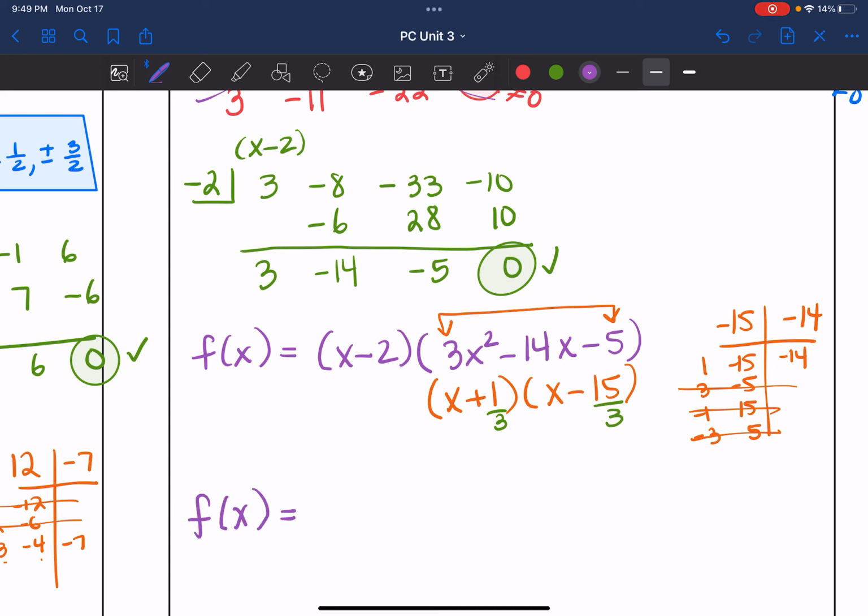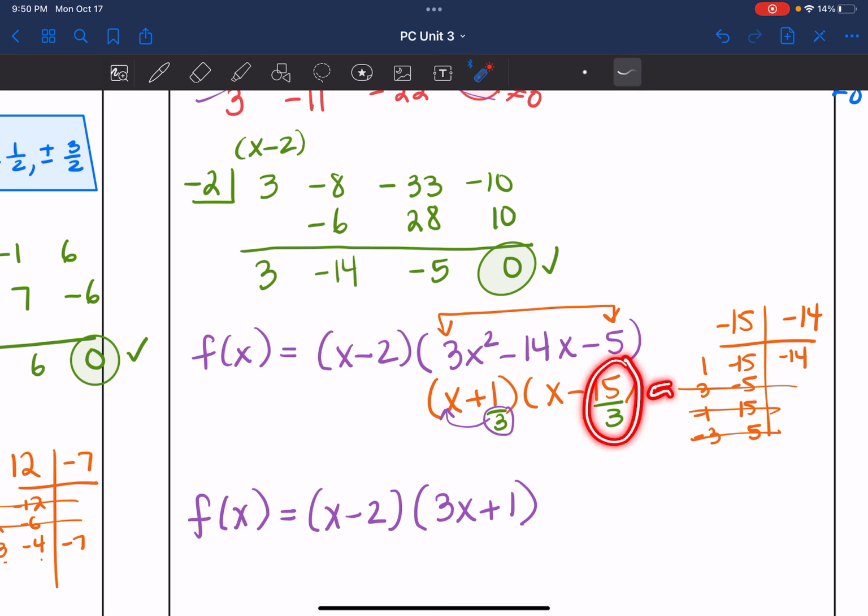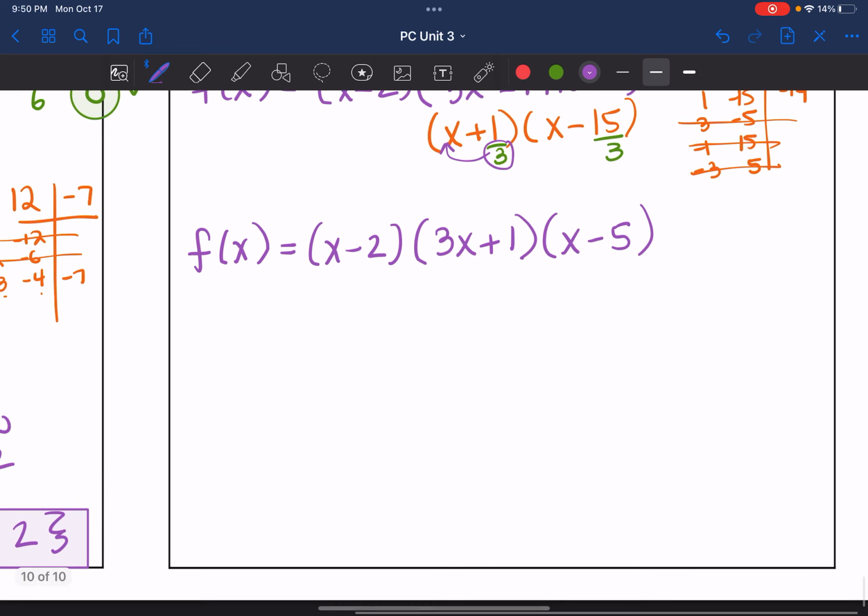So now that polynomial, I still have the x plus 2. All I'm doing is bringing that factor down. But now here, x plus 1 over 3 doesn't simplify, so I take that 3 and bring it up. So 3x plus 1. And then here, x minus 15 over 3. Well, I know that 15 over 3 is 5, so I'm just going to write x minus 5. Okay, that's the polynomial completely factored into its linear factors. But now we want to solve them, so let's set them all equal to 0.